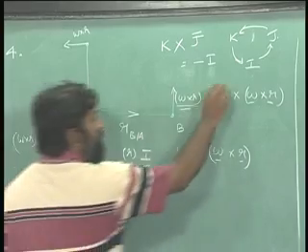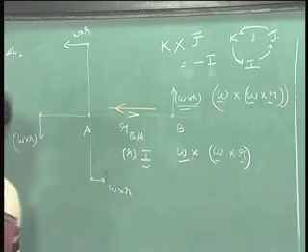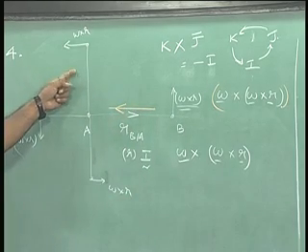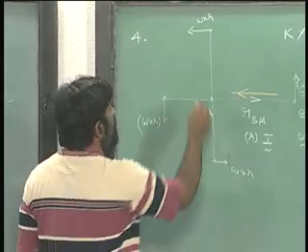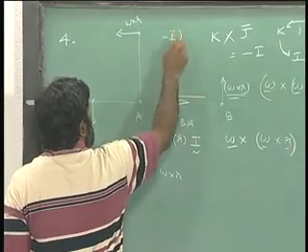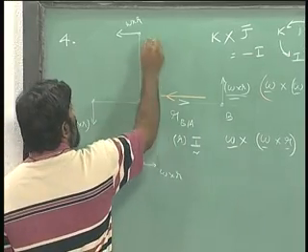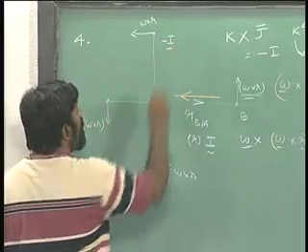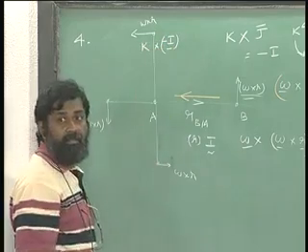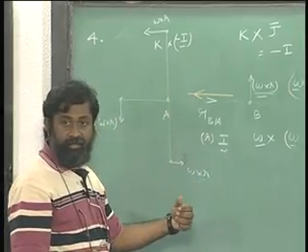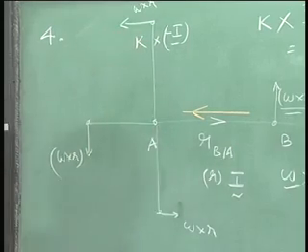So what would be the direction? The direction of this will be along this direction. You agree with me? Let us explore this. What is this direction? It is along minus I, correct. Omega cross this is k cross minus I. k cross I is j, k cross minus I is minus j. So, the direction is like this.